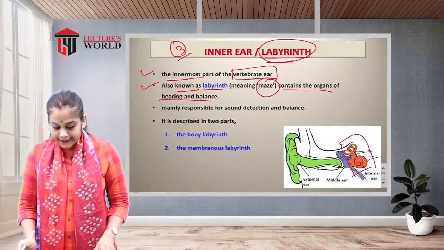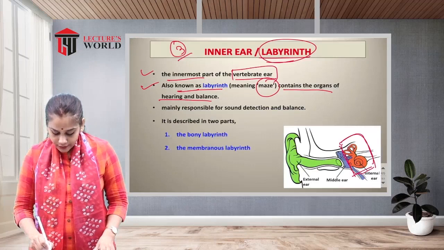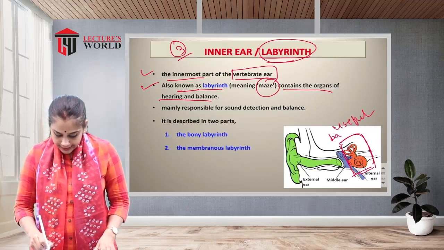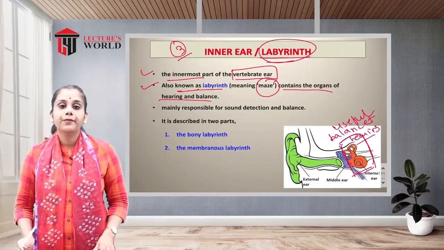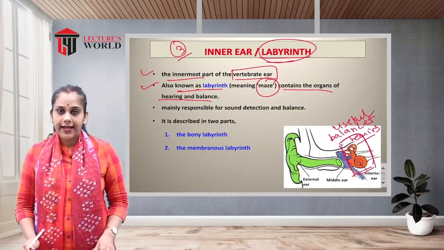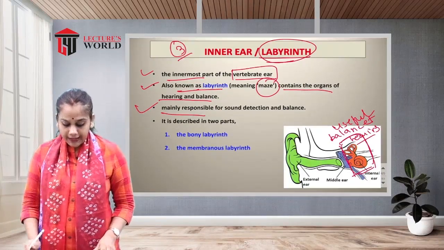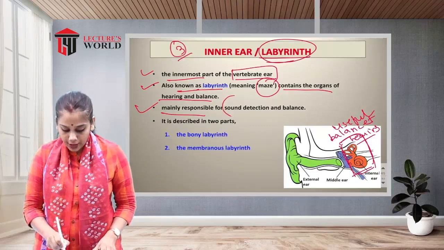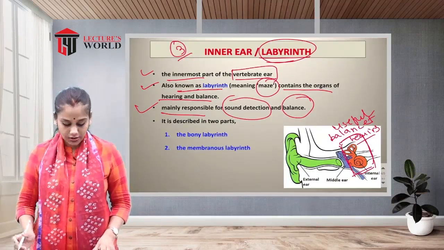So this portion of the inner ear is useful for balance and hearing. This is the most important portion of the ear for the hearing process as well as the maintenance of balance. So it is mainly responsible for sound detection and body balance and coordination.